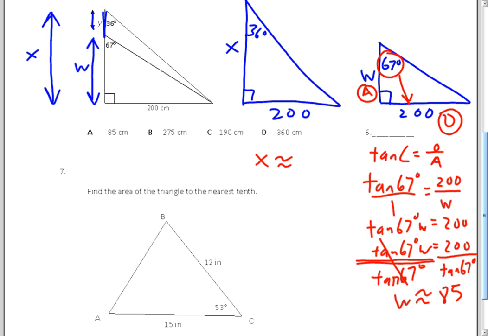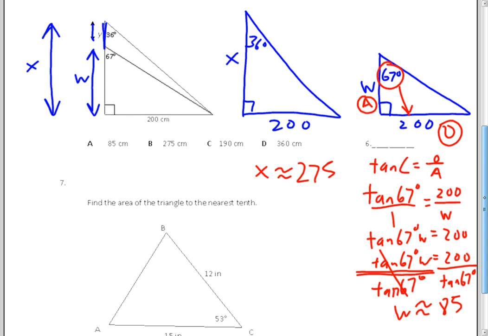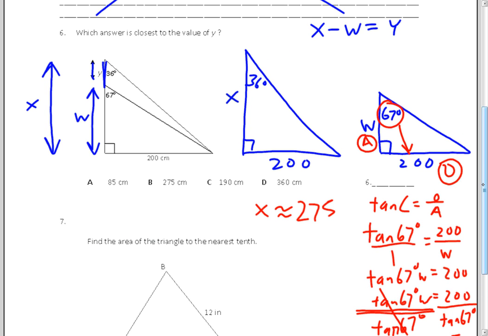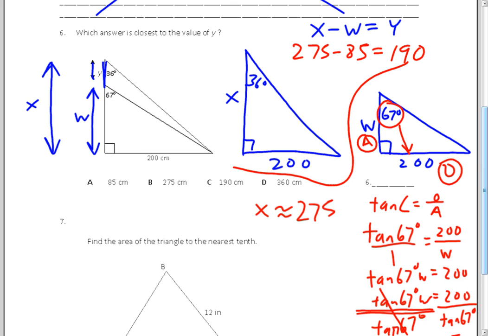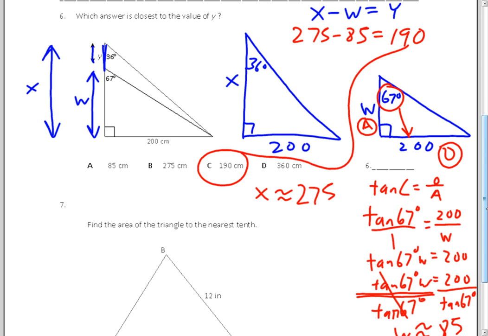Since that one looks exactly like this one, except for 36 degrees instead of 67, I believe that turns out to be that, or close to. That's great. I've got X, I've got W. What should I do with these to find Y? 275 minus 85.